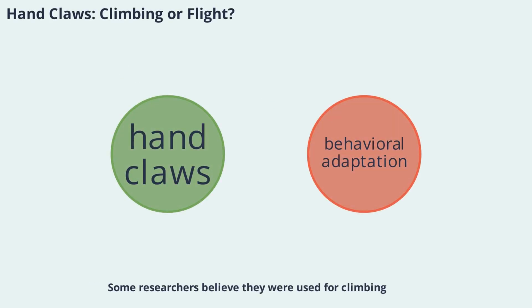The function of Archaeopteryx's hand claws remains debated. Some researchers believe they were used for climbing, similar to modern trunk-climbing birds, while others argue they are more similar to those of theropod dinosaurs. This ambiguity reflects the transitional nature of Archaeopteryx and the challenges of interpreting fossilized behavior from skeletal remains.